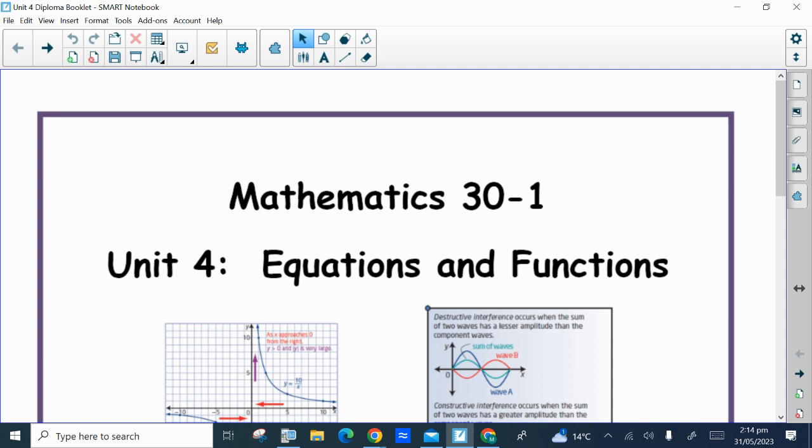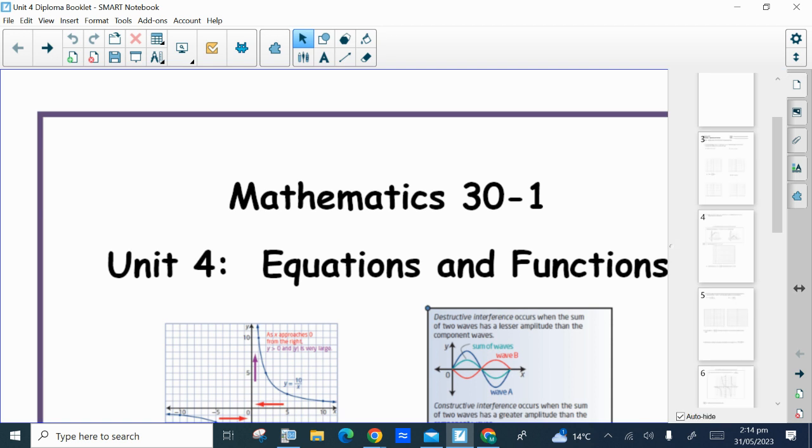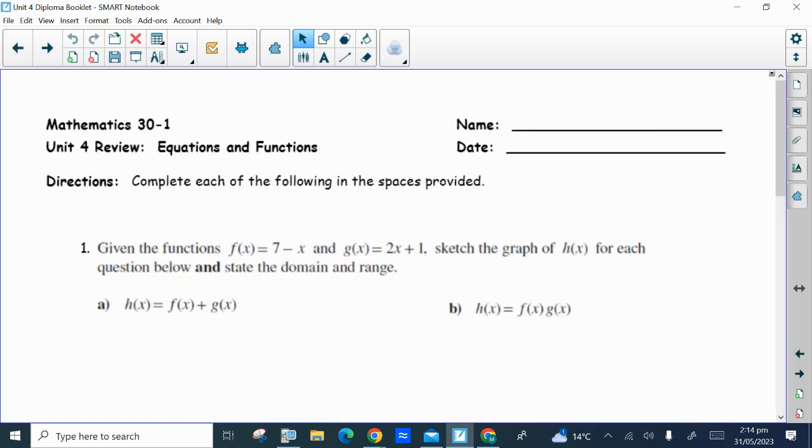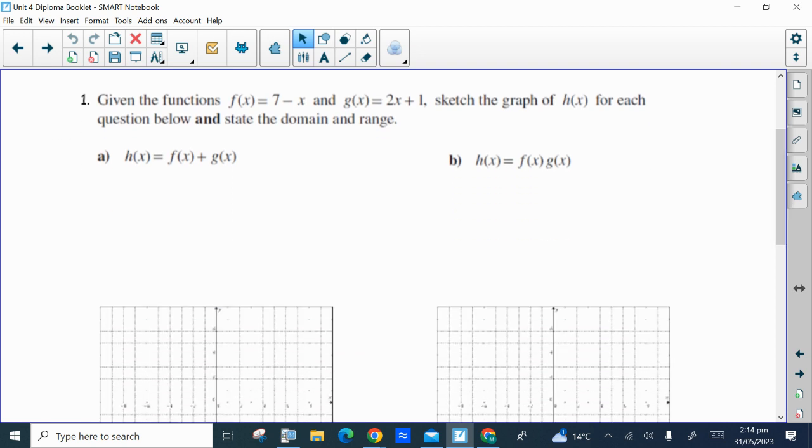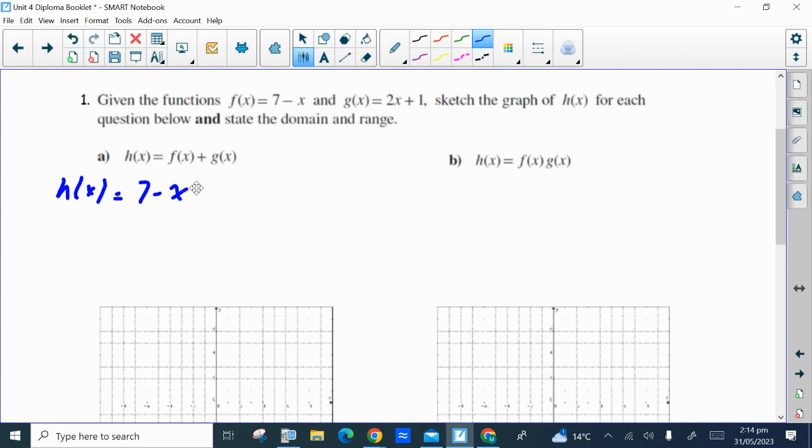So let's start reviewing the unit we just finished on equations and functions, chapters 9, 10, and 11. So first question says, given those functions, you're asked to sketch the graph of h and also state domain and range. And for the first one, h at x is found by adding f and g together. So that's what we'll start with. We'll just simply add the functions together and simplify by collecting any like terms. Negative x plus 2x is x. 7 plus 1 is 8.